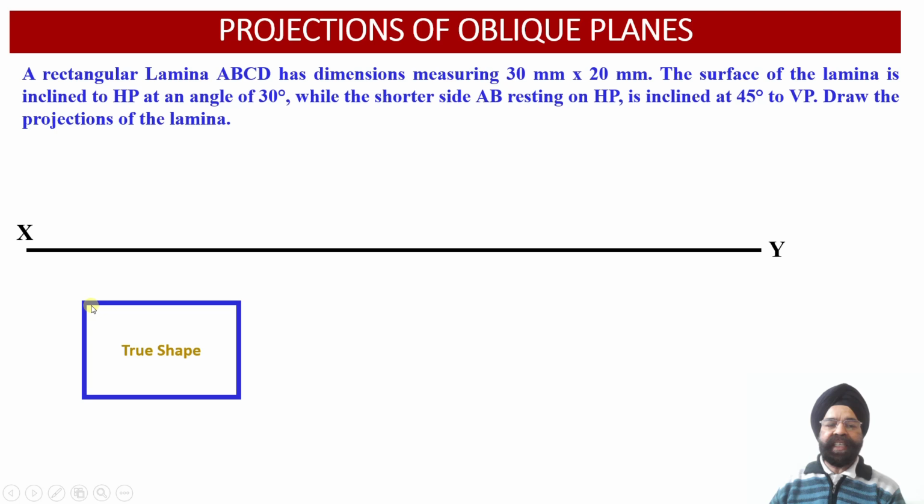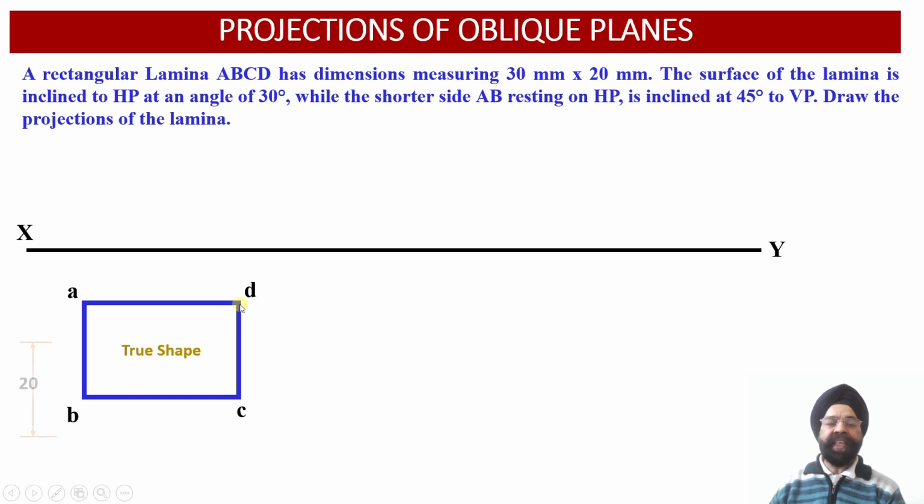As we have discussed, this lamina is inclined to the horizontal plane to begin with. So to begin with, we have to assume that this rectangular lamina is resting onto the ground. Since one of the edges, that is the shorter edge, is resting onto the ground, we assume that this rectangular lamina lies onto the ground. Onto the ground means that in the top view we are going to obtain the true shape projections of this lamina. Here we have drawn the rectangular lamina ABCD.